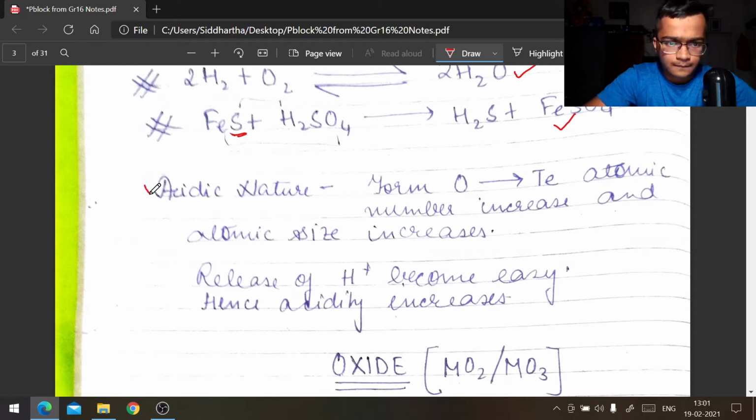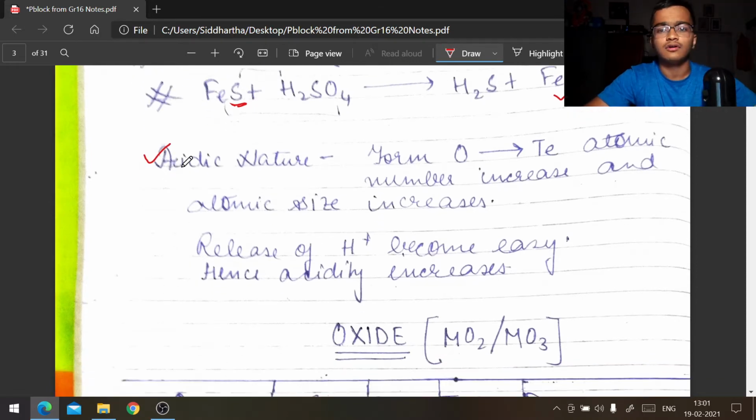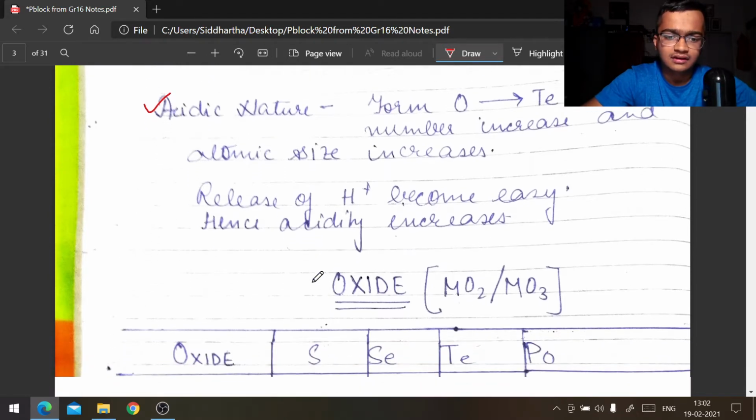Okay, now acidic nature. From oxygen to tellurium, atomic number increases and the atomic size increases, so the release of H+ becomes easy, hence acidity increases.